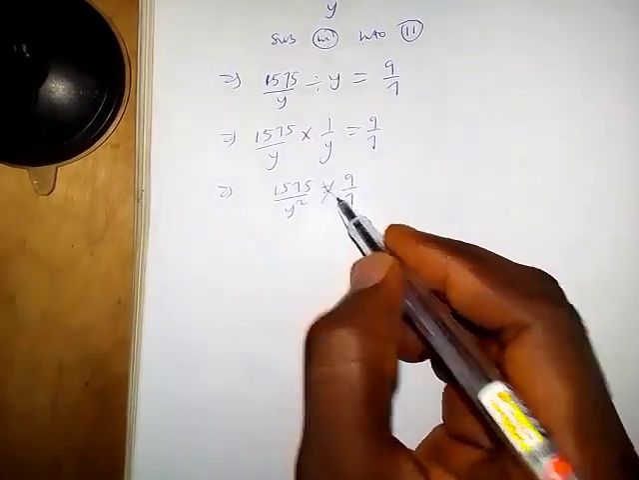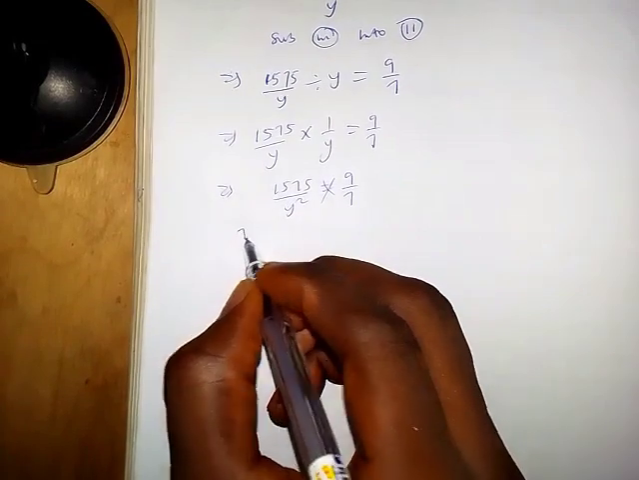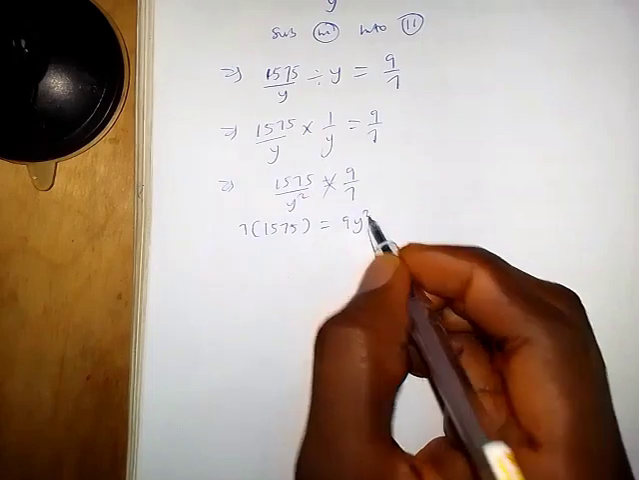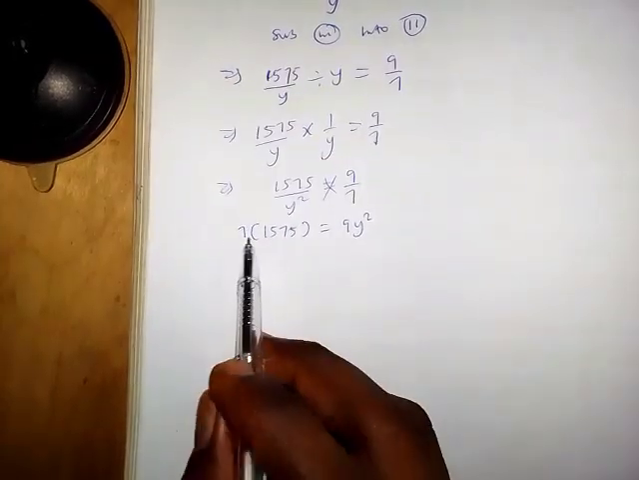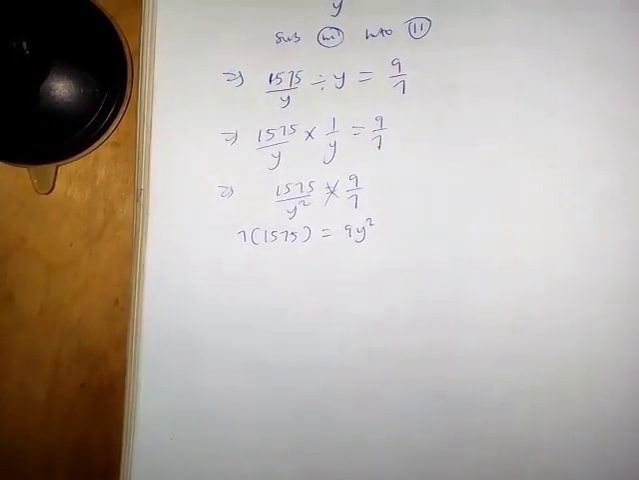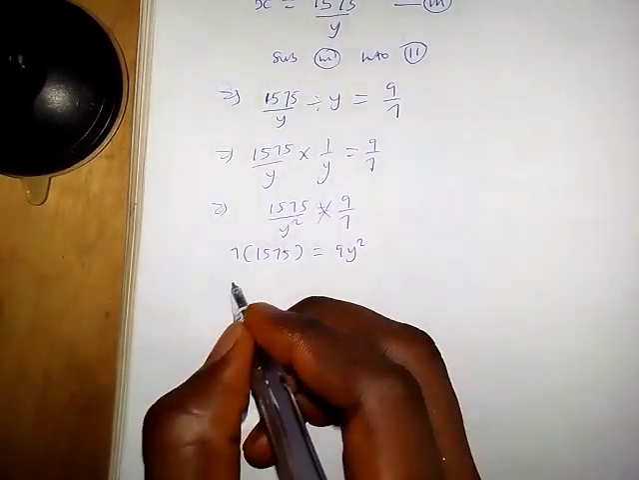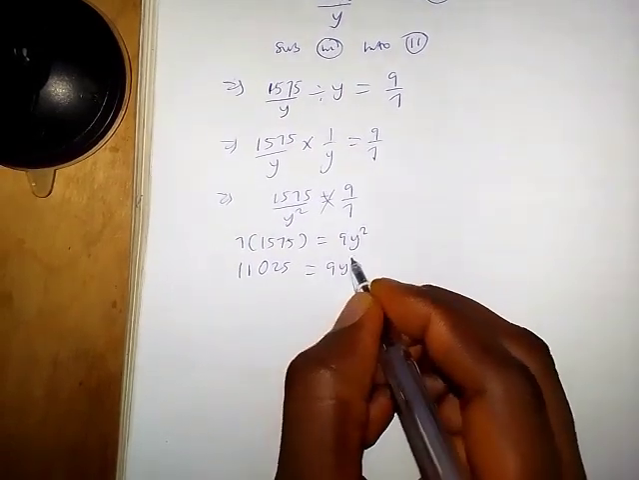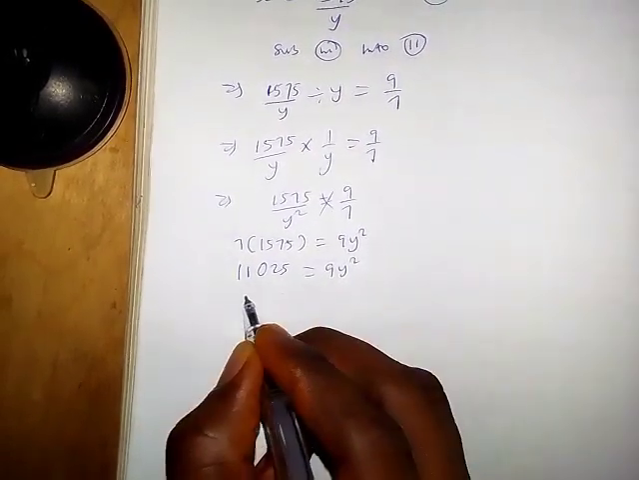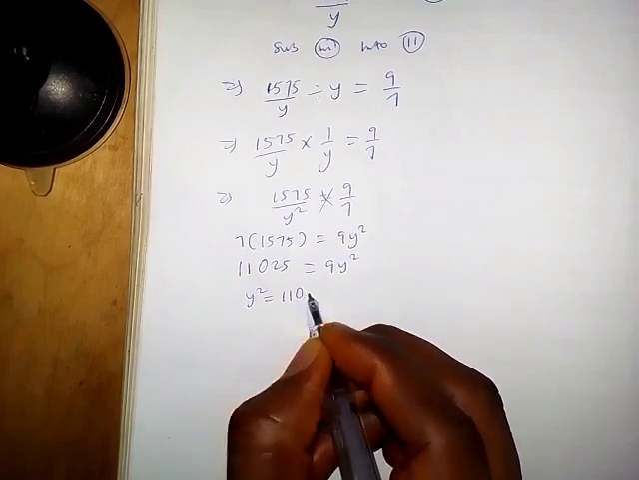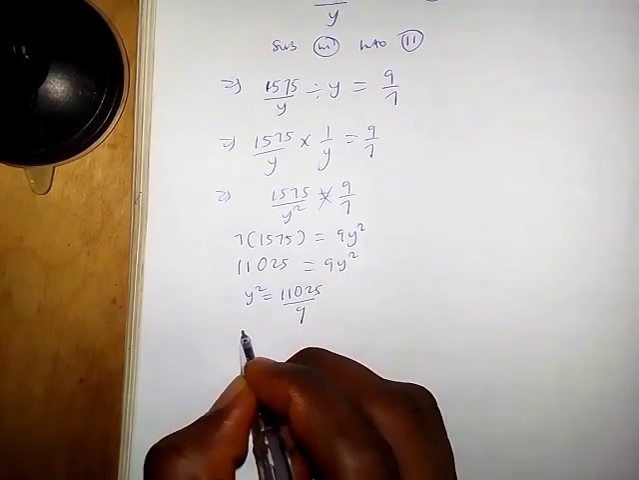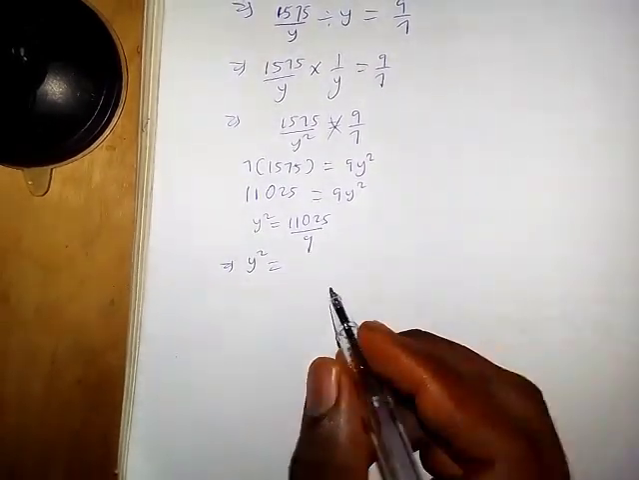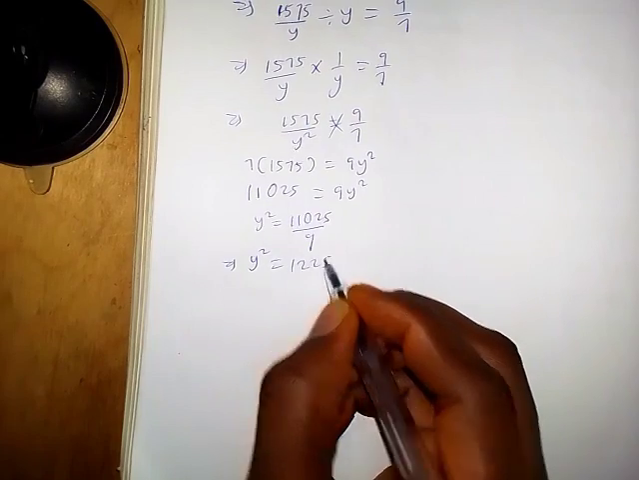Suppose we cross multiply. So we use 7 to multiply this. We have 7 into 1575 equals 9y squared. What is 7 times 1575? So we have 11025, which is equal to 9y squared. When we divide through by 9, we have y squared equals 11025 over 9, which implies that y squared equals 1225.